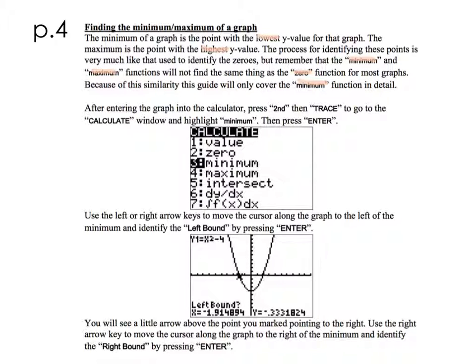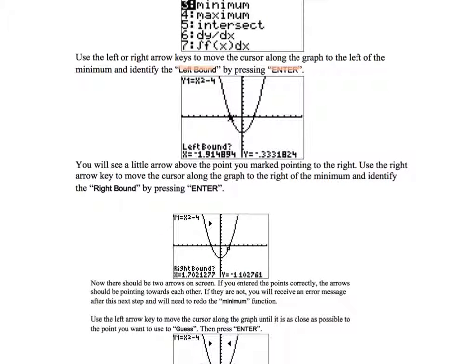After entering the graph into the calculator, press second, then trace to go to the calculate window, which we know very much about, and highlight minimum. Then press enter. We are now going to find the minimum of this function. Use the left or right arrows to move the cursor along the graph to the left of the minimum and identify the left bound by pressing enter. You will see a little arrow above the point you marked pointing to the right. Use the right arrow key to move the cursor along the graph to the right of the minimum and identify the right bound by pressing enter.